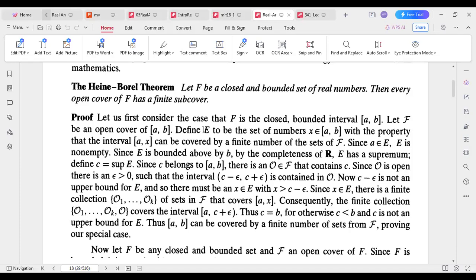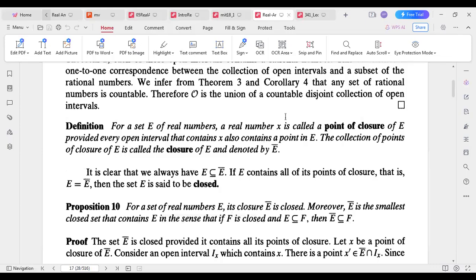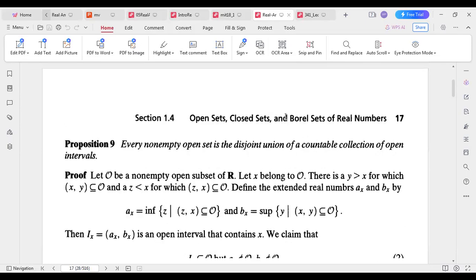Now the Heine-Borel theorem. Let F be a closed and bounded set of real numbers. Then every open cover of F has a finite subcover. First of all, let us consider the case that F is a closed and bounded interval [a, b]. Let curly F be an open cover of [a, b]. Define it to be the set of numbers. Now, first of all, what is an open cover of a set? We have to discuss this definition first.